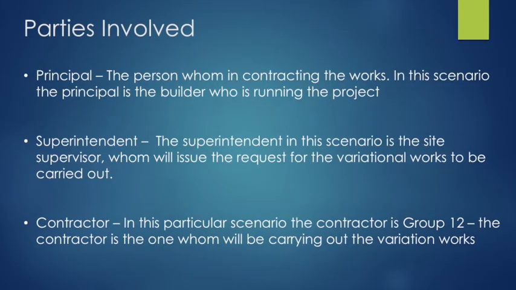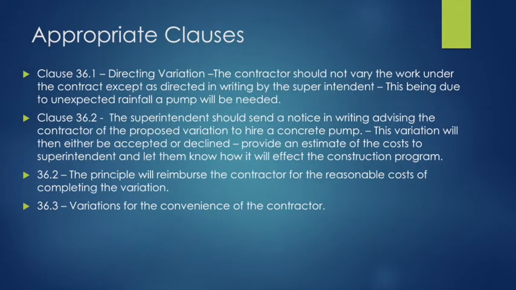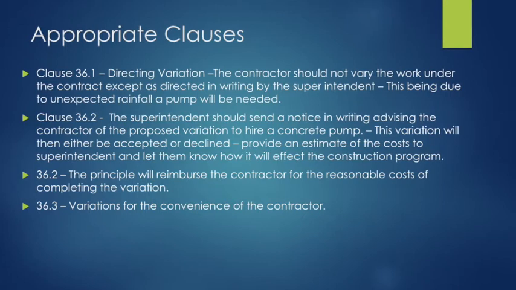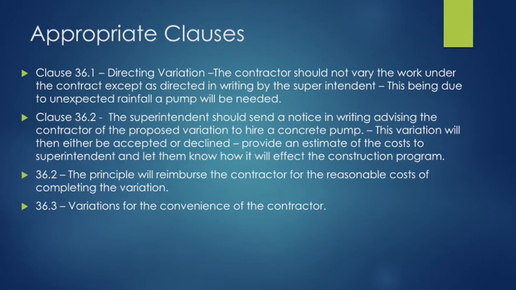The contractor is the one who will be carrying out the variation works. Appropriate clauses. Clause 36.1, directing variation. The contractor should not vary the work under the contract except if directed in writing by the superintendent. This being due to unexpected rainfall, a pump will be needed.